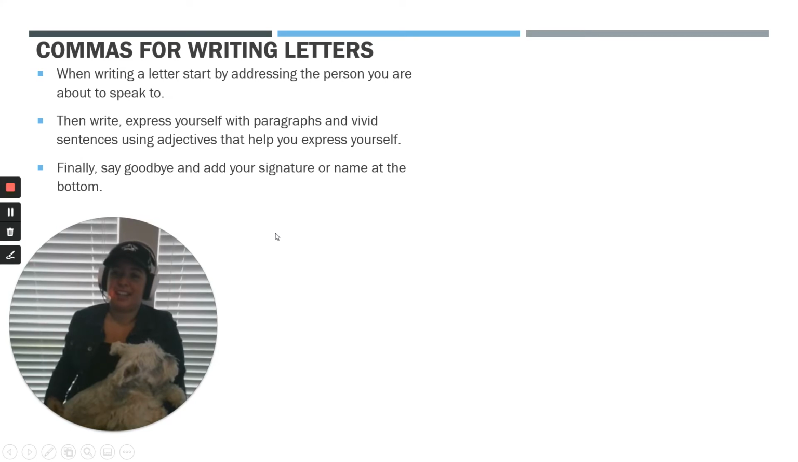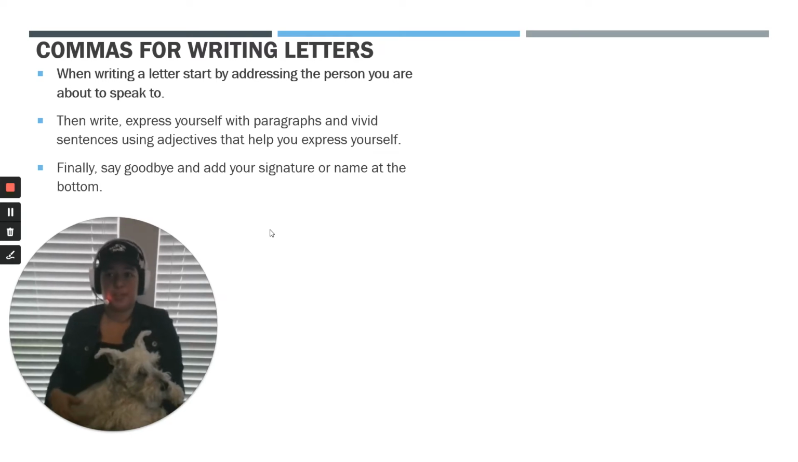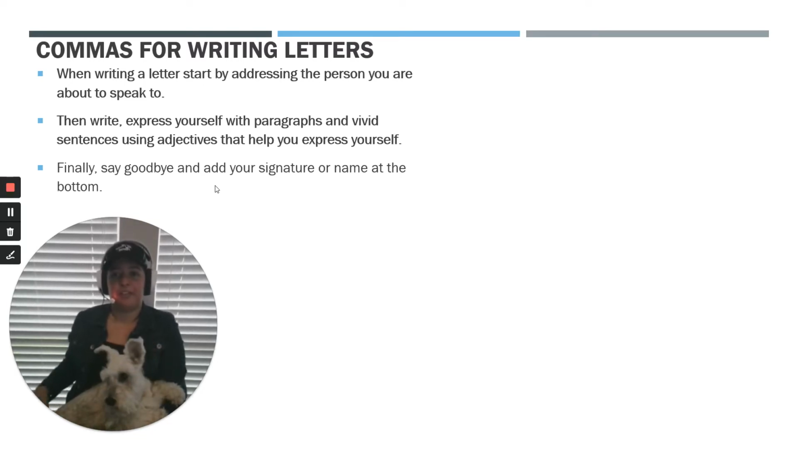Now, today we're gonna explore commas for writing letters. When you're writing a letter, start by addressing the person that you're about to speak to. Then you're going to write and express yourself with paragraphs and vivid sentences using adjectives that help you express yourself. Finally, say goodbye and add your signature or name at the bottom.